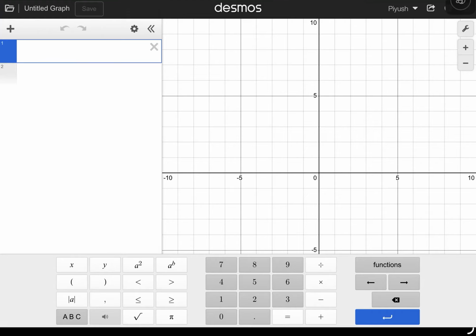Welcome back. Today I'm going to be covering basics of using Desmos. The reason I'm doing that is because Desmos is one of the biggest advantages you could have on the digital SAT, right? You can pretty much solve anything if you know how to use it properly.